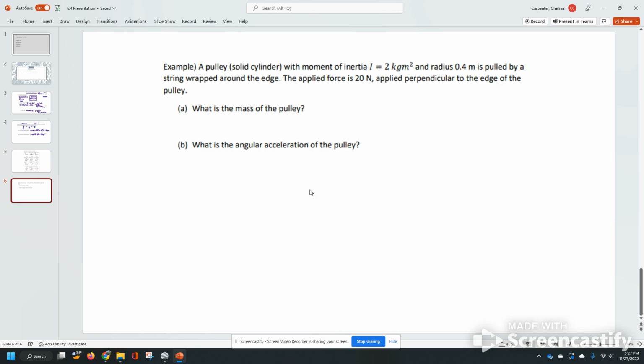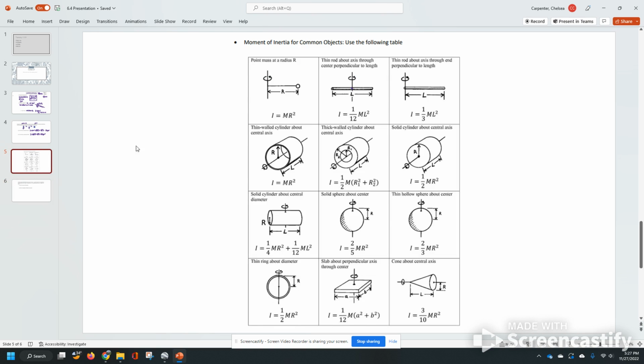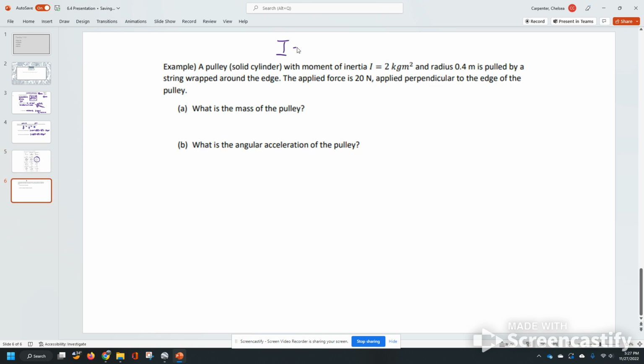So let's do an example. A pulley, which is a solid cylinder. If we go back here, here's our formula, 1/2 mr squared, so I equals 1/2 mr squared. We're told what I is, it's 2 kilogram meters squared. We're given the radius, and it's pulled by a string wrapped around the edge. The applied force is 20 newtons, applied perpendicular to the edge of the pulley.